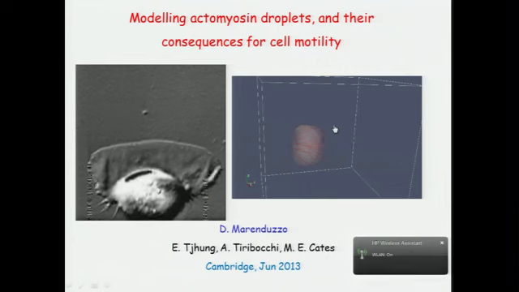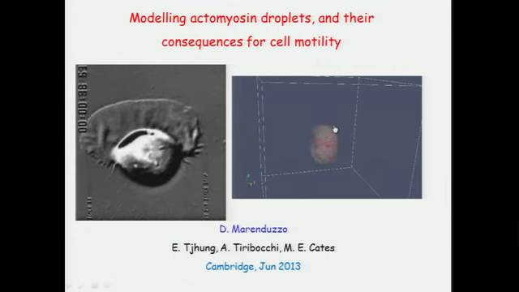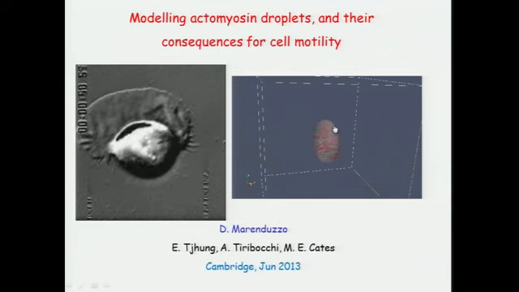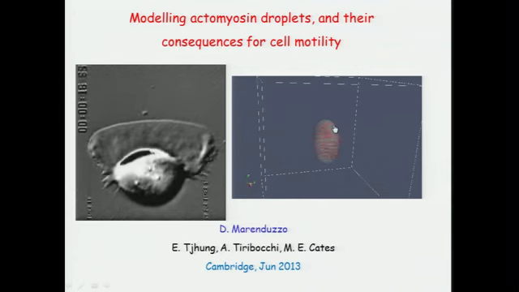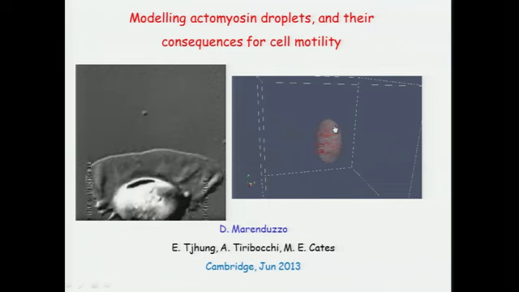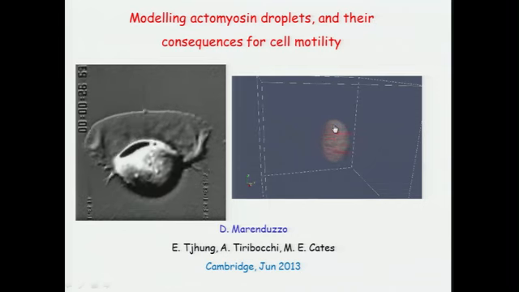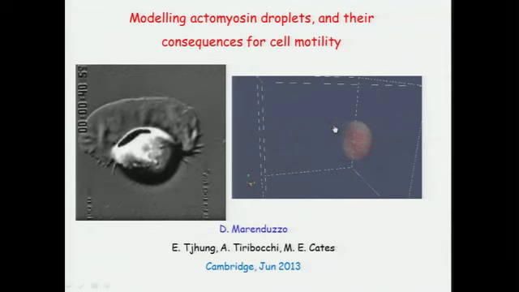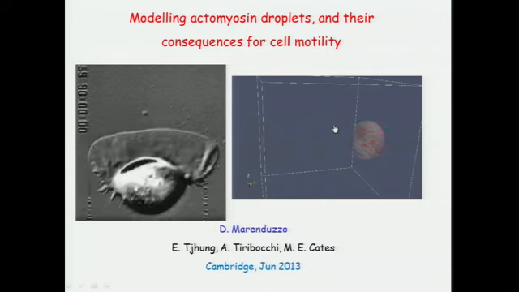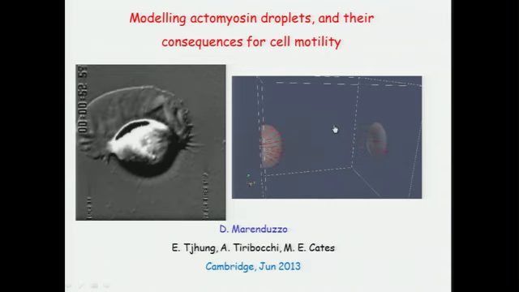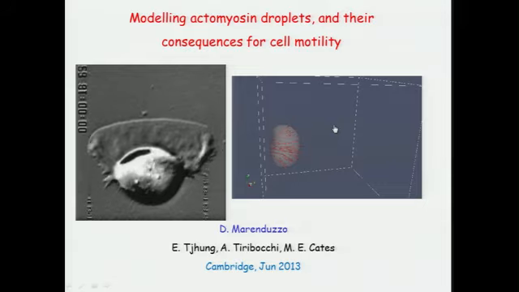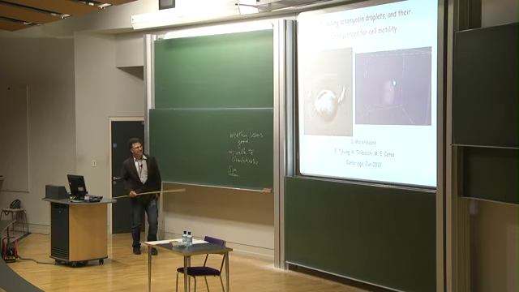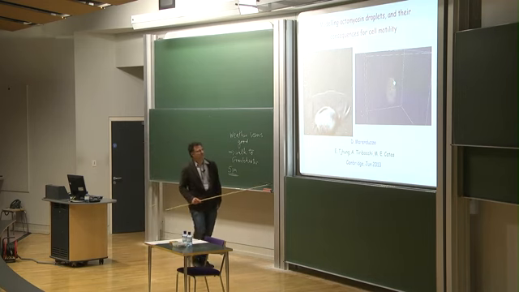So the two movies that are running, I will go through in some detail later on. And this is one of our simulations, and this is a crawling cell. This work has been done in the last couple of years. Most of what we speak about today has been done in collaboration with Els and Tung, who's been a PhD student in Edinburgh and is moving to France now, Adriano Tiribocchi and Michael Cates, and Adriano and Mike are both in the audience. So you can ask both me and them something about this work.